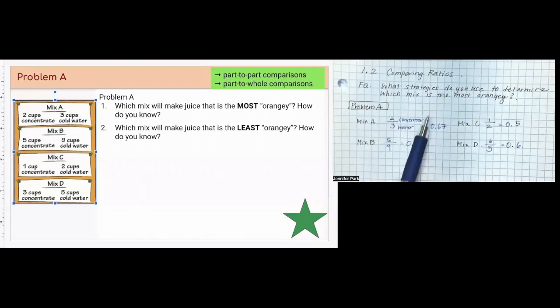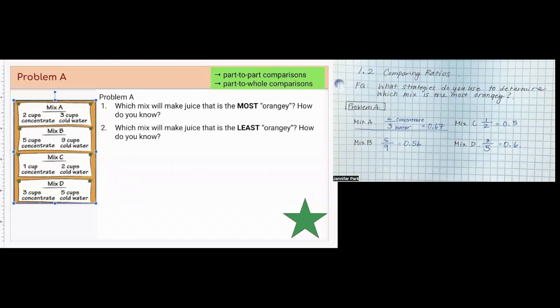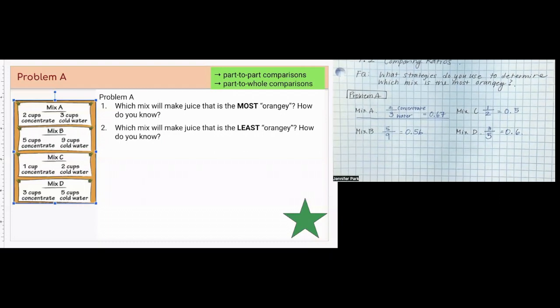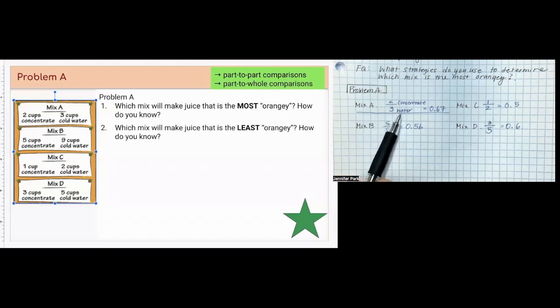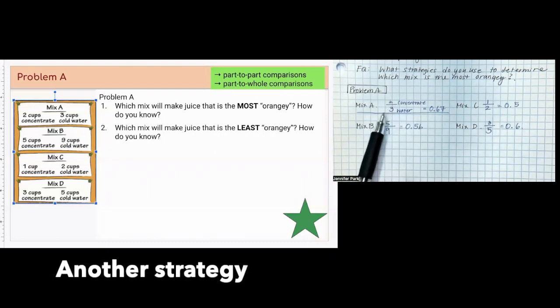So when you compare concentrate to water, which one of these has the highest ratio? It looks like mix A. It looks like mix A has the most concentrate to water. So we could say that mix A might be most orangey. Okay. Now, some of you could have done something different. Instead of comparing concentrate to water, some of you could have compared the concentrate to the entire mix.